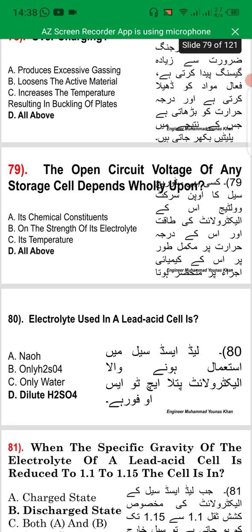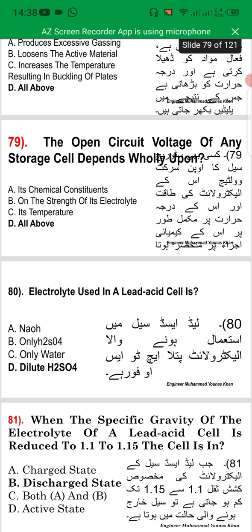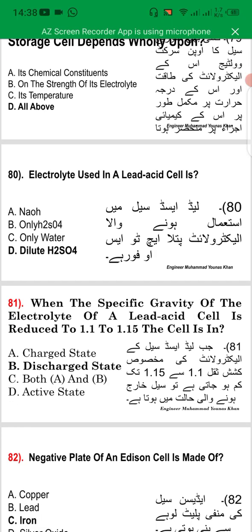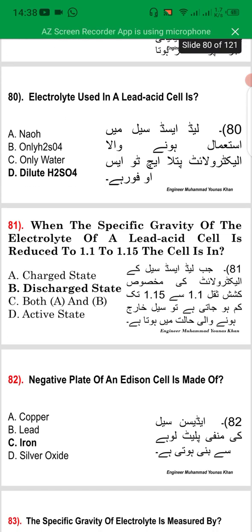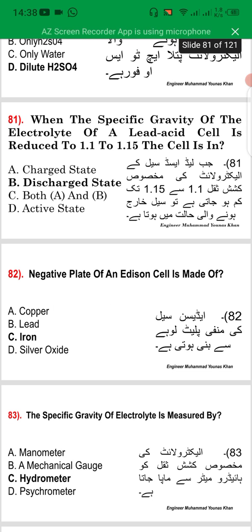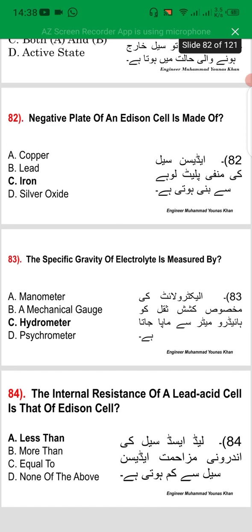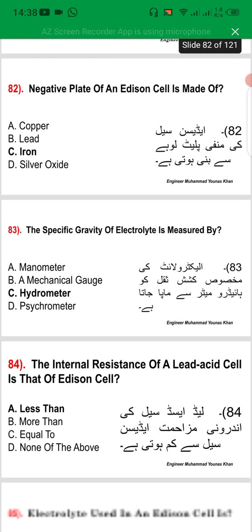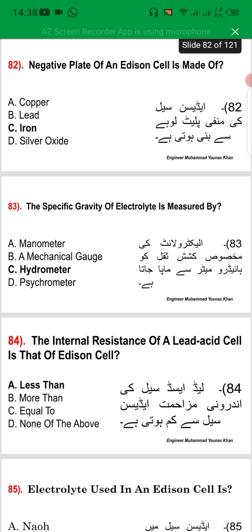The open circuit voltage of any storage cell depends wholly upon its chemical constituents, the strength of its electrolyte, and its temperature. The electrolyte used in a lead acid cell is dilute H2SO4. When the specific gravity of the electrolyte of a lead acid cell is reduced to 1.1 to 1.5, the cell is in a discharged state. The negative plate of an edison cell is made of iron.